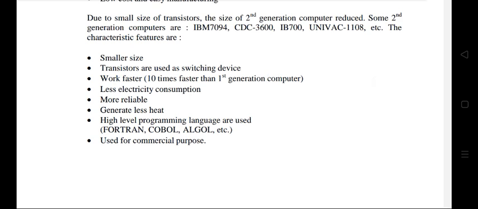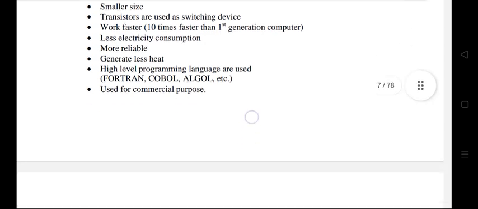Due to small size of transistor, the size of second generation computer reduced. Some second generation computers are IBM 7094, CDC 3600, IBM 700, Univac 1108, etc. The characteristic features are smaller size, transistors are used as switching device, work faster, 10 times faster than first generation computer, less electricity consumption, more reliable, generates less heat. High level programming languages are used: Fortran, COBOL, ALGOL, etc. Used for commercial purpose.